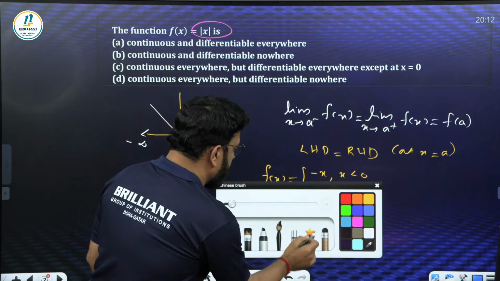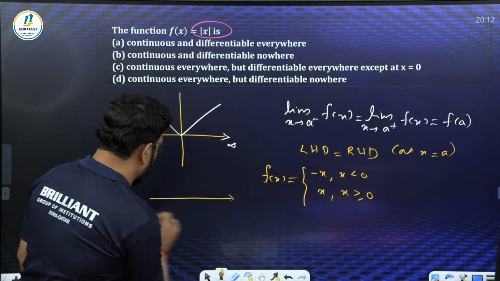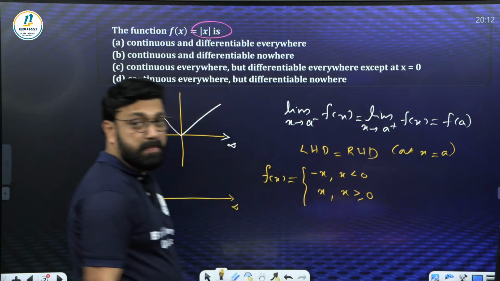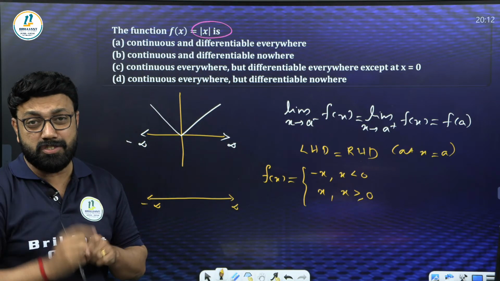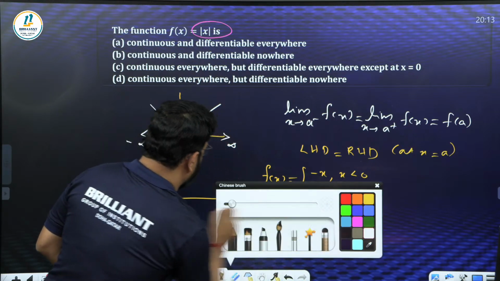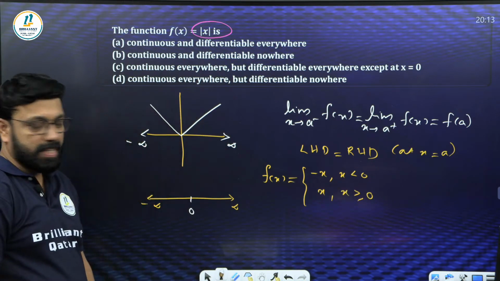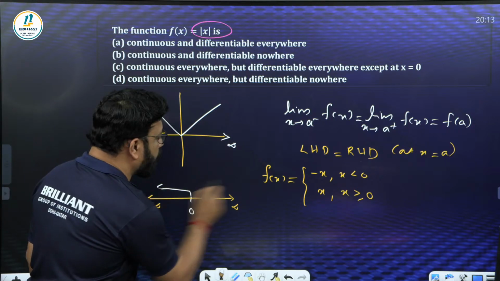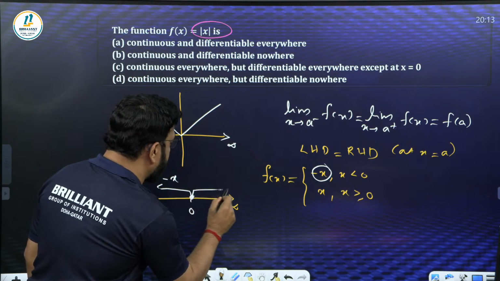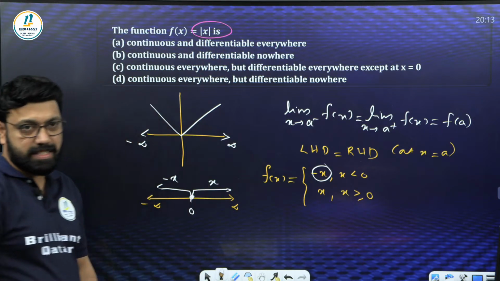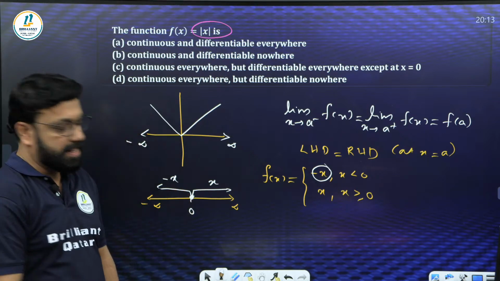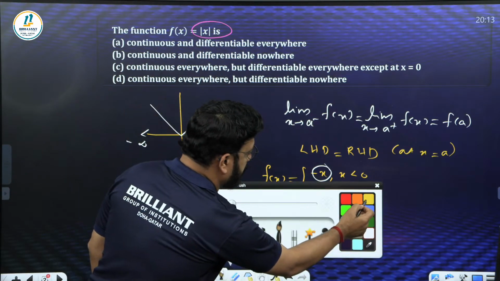I'm going to draw a number line here, from minus infinity to infinity. Where is the critical point coming? Modulus of x, then x minus 0. The critical point is 0. So here I am putting 0. What is on its left and what is on its right? The left side of 0 goes to negative x. The right side of 0, and equal to 0, goes to positive x. How can we check LHD and RHD? LHD is the derivative of the left side, at x equal to what?